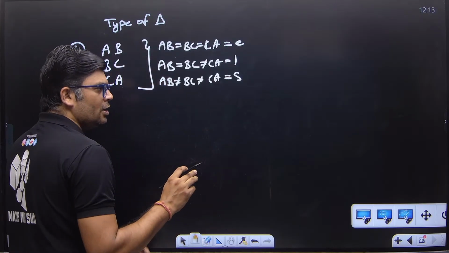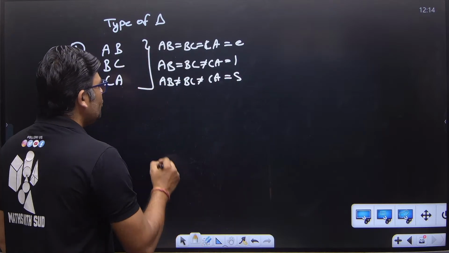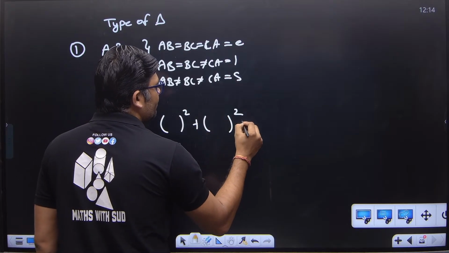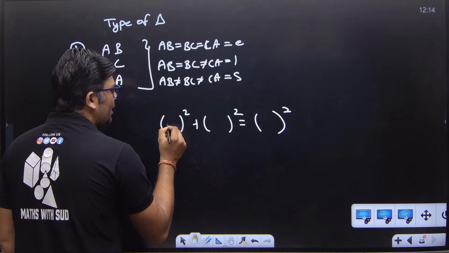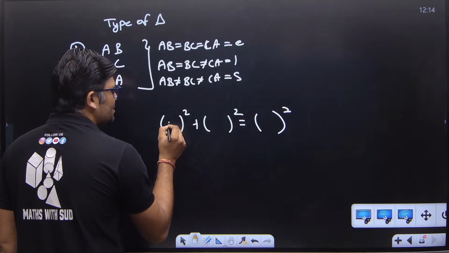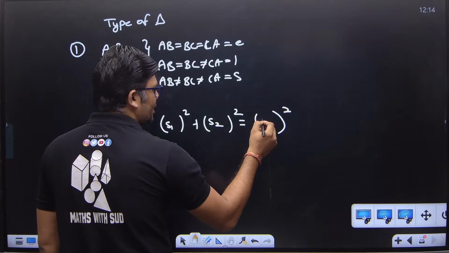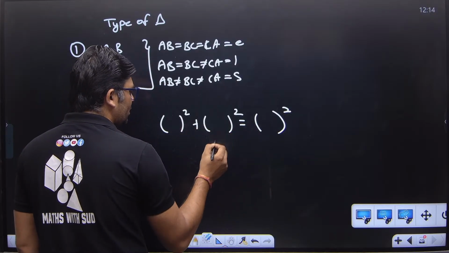So there you just find the two smaller sides. You have to find the square of the two smaller sides and check whether it is equal to the square of the larger side. Let me write the smaller side as S1, the other side as S2, and the other side as S3. I'm just checking it for a Pythagoras triplet.